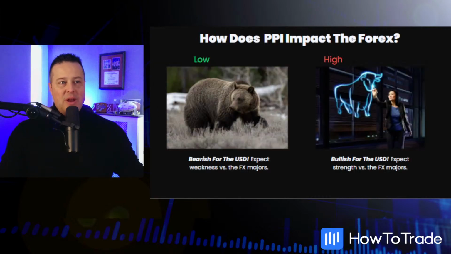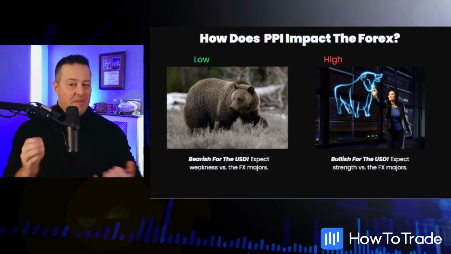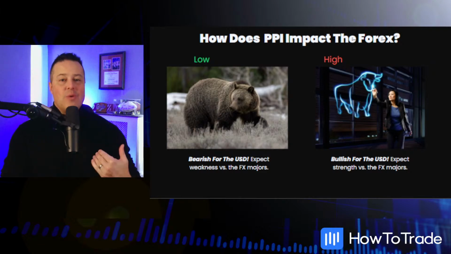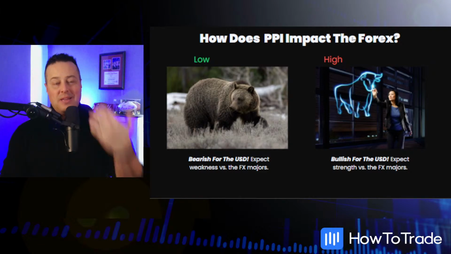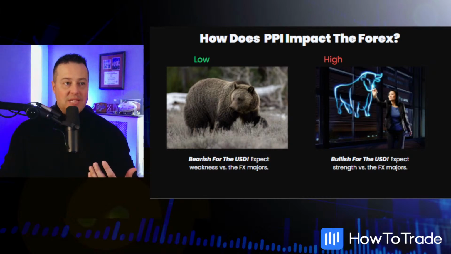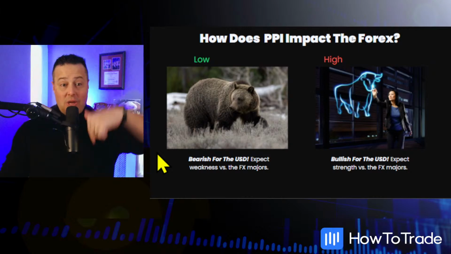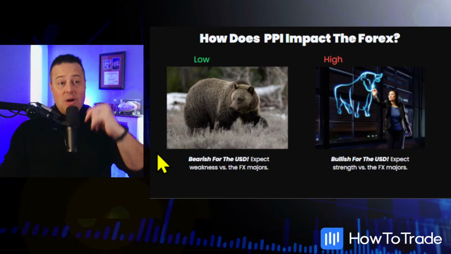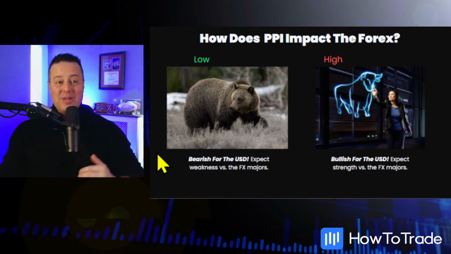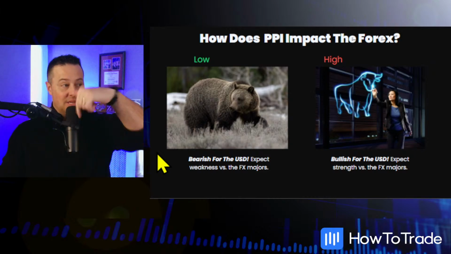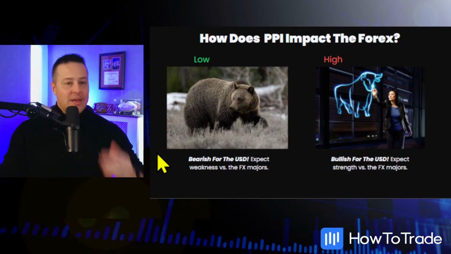Tomorrow, be ready for PPI. How does PPI impact the Forex? It's a producer price index. Essentially, it's an inflation measure. Remember, if it comes in low, it's going to be bearish for the USD. If it comes in higher than expected, it's going to be bullish for the USD. What does that do to stocks, commodities? If it's low, what does that mean? US dollar goes down, stocks go up, commodities go up. If it comes in high, US dollar is bullish. All right, US dollar goes up. What happens to stocks and commodities? They both go down, typically. Not immediately, but typically. And we're going to cover all that stuff for you.